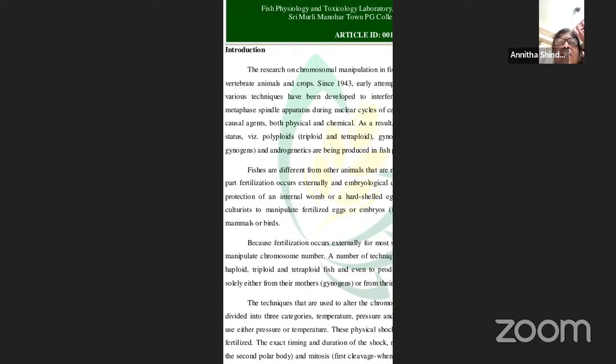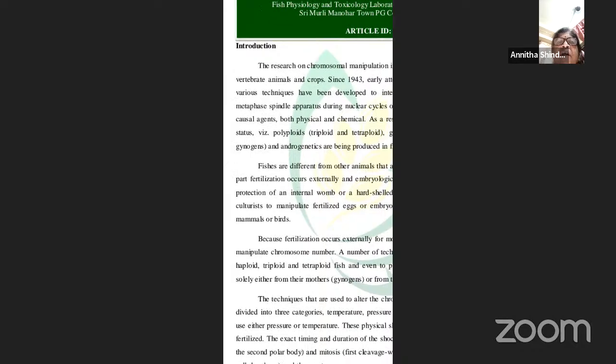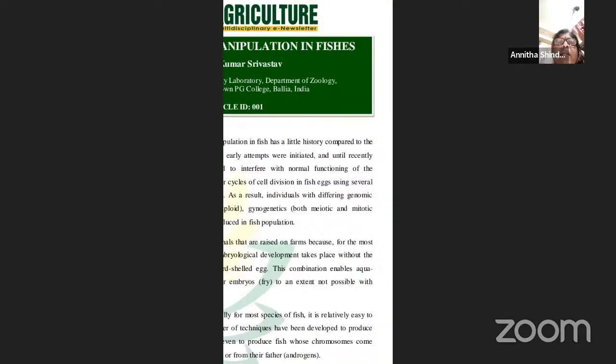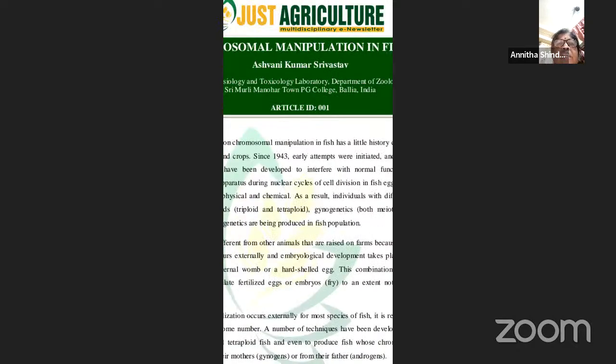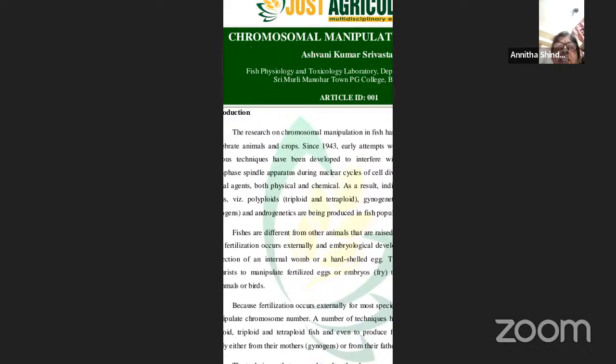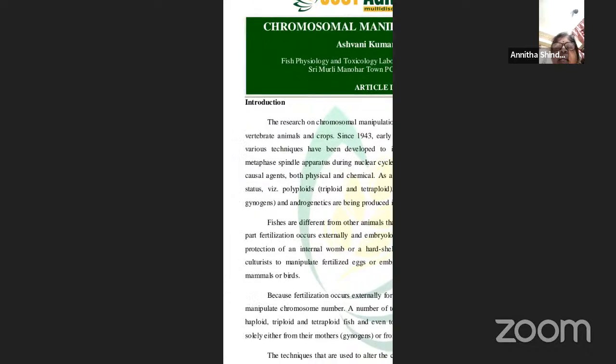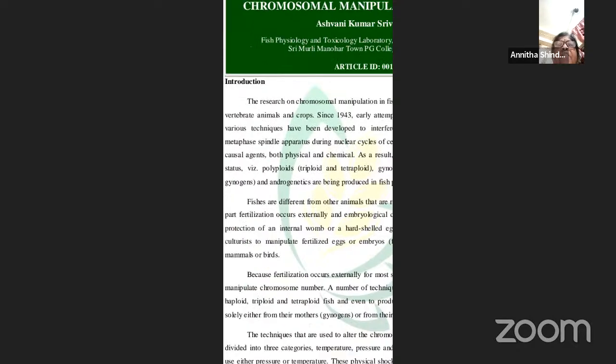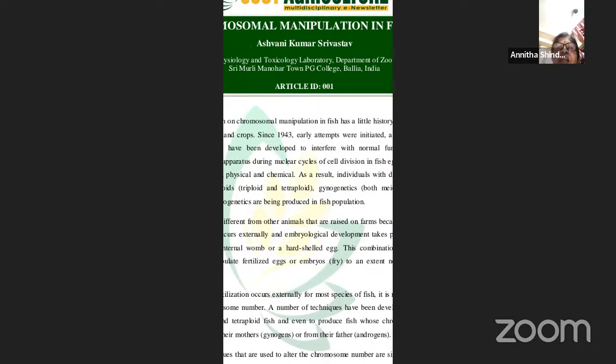So they say that the research on chromosomal manipulation in fishes has a little history when compared to that of the vertebrate animals as well as the crops. Since 1943, the earlier attempts were initiated, and until recently, various techniques have been developed to interfere with the normal functioning of the metaphase spindle apparatus during the nuclear cycles of cell division by using various chemicals.